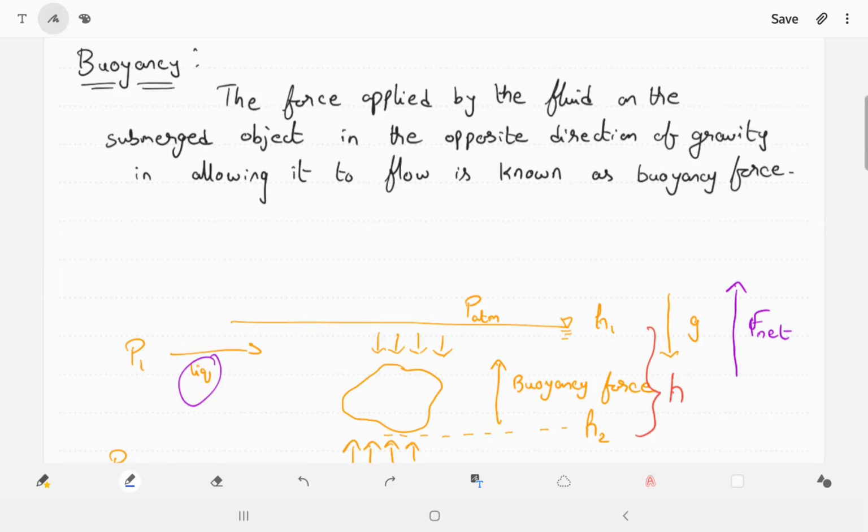I am DVK Bhagavan. In today's lecture, I'll discuss the buoyancy force and the condition for an object to float in a fluid. Now, let's start with the buoyancy force.